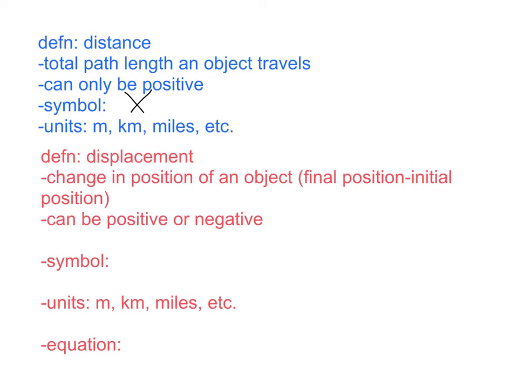Displacement is the change in position of an object. So it's its final position minus initial position, or where it ends up in relation to where it started. Displacement can be positive or negative. That means, once again, if it ends up to the left or below where it started, it's negative. To the right or above would be positive. Since displacement is a change, the symbol for displacement would be delta x. And you should recognize the delta from math class. Delta, again, just referring to change. Units for displacement are the same as the units for distance, meters, kilometers, miles, etc. And the equation for displacement is right in the definition. Delta x equals final position minus initial position.